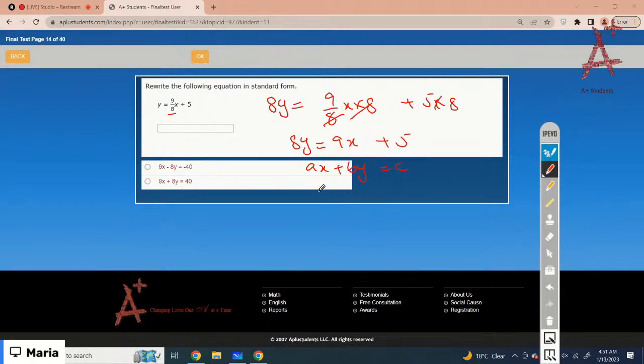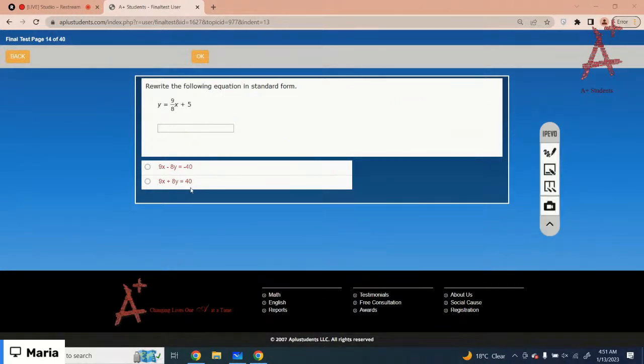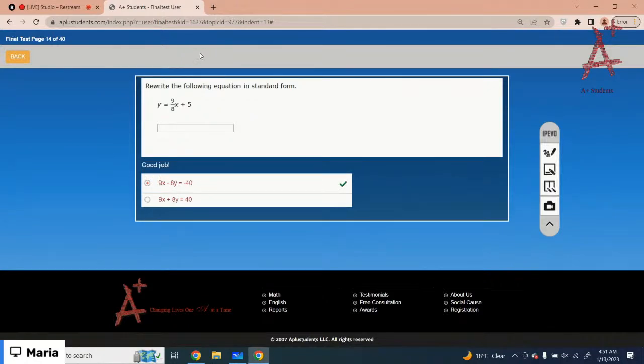Move x and y to the same side. It would be 9x minus 8y equals negative 40. Sorry, 8 times 5 is 40, so it would be negative 40. Got it? 9x minus 8y equals negative 40. Option number 1 is the correct option. Got it? Let's select the correct option, then click on the OK button.